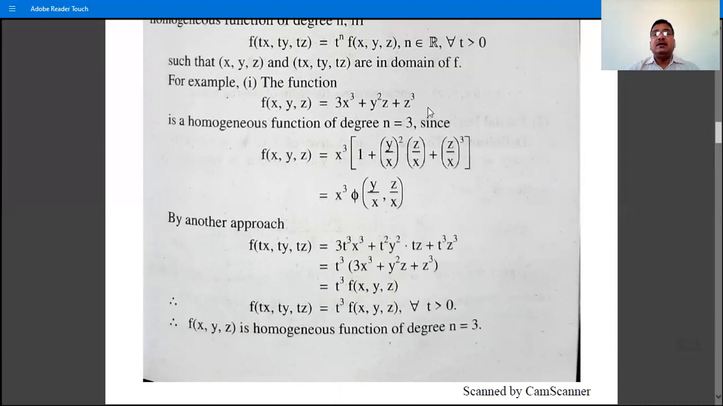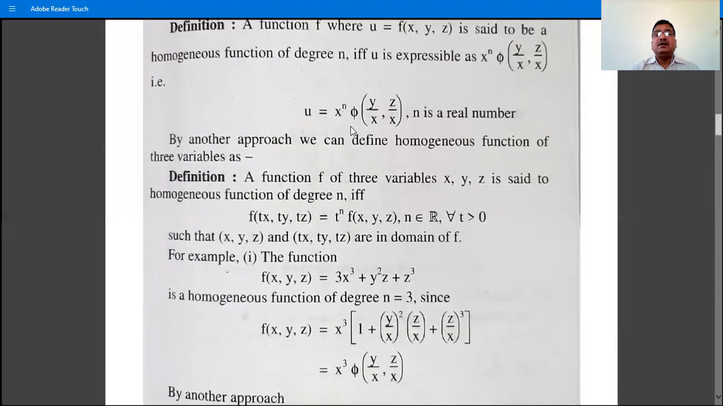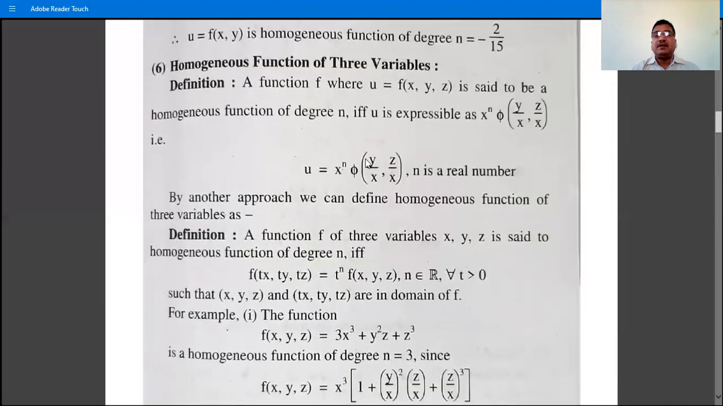So in each term, the sum of the powers of x, y, z is equal to 3, and therefore this f(x, y, z) is a homogeneous function of degree 3 in three variables, x, y, z. So it is a homogeneous function of degree 3. Or we can check whether this is a homogeneous function by using the definition.